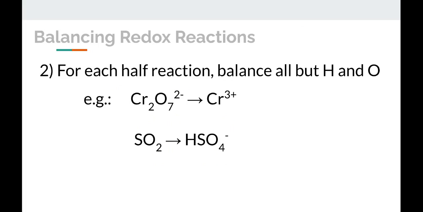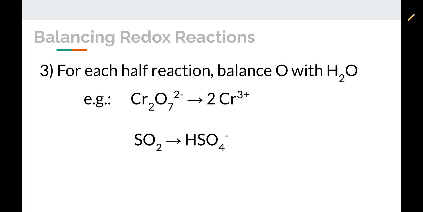So in the top half reaction, we have 2 chromiums on the left, but only 1 on the right, so we'd have to put a 2 there. And then we have oxygen, which we're not worrying about now. In the second half reaction, we have one sulfur on both sides. That's balanced. We have hydrogen and oxygen, but we're not worried about that at the moment. Next, for each half reaction, we're going to balance oxygen by using water.